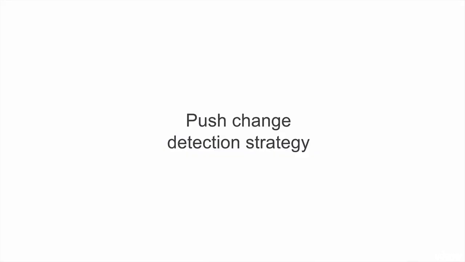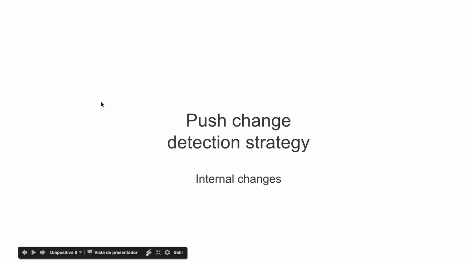The change detection strategy OnPush has a completely different approach. If you use it in a component, this component will ignore the dirty check cycle unless the reference of any of the component inputs changes or there's a change in the internal state. So, back to our components graph.